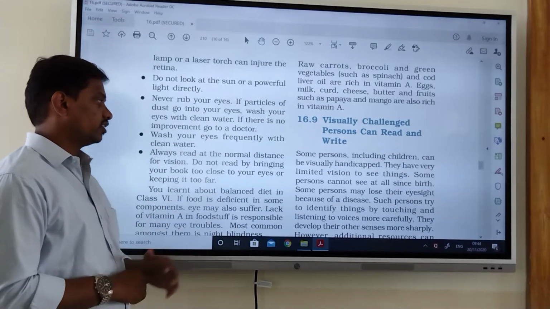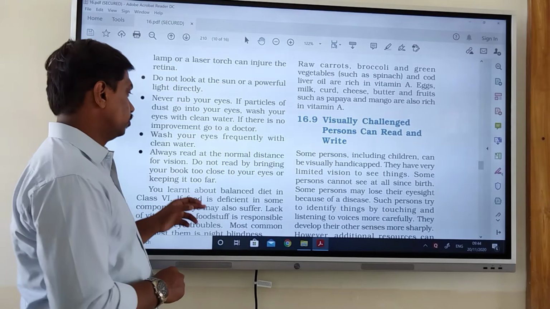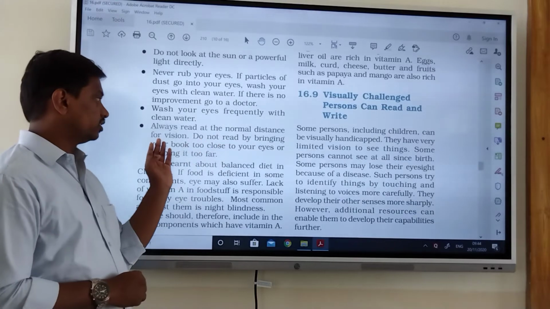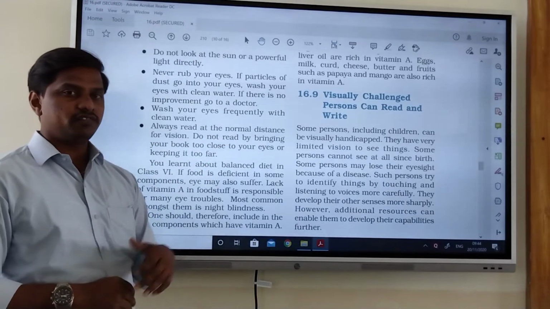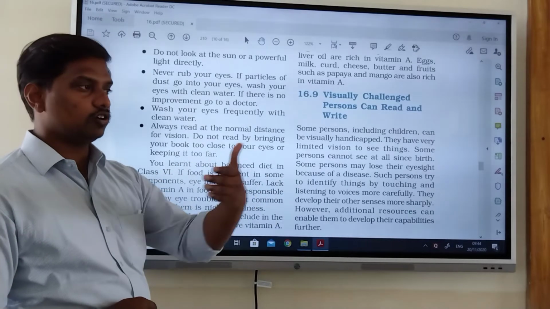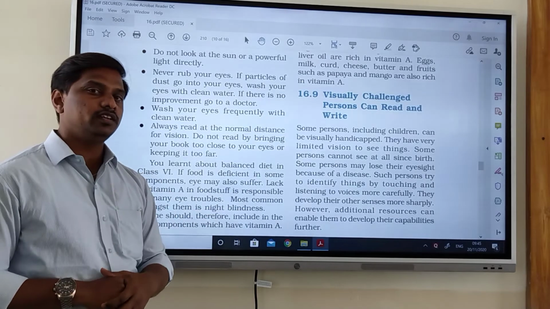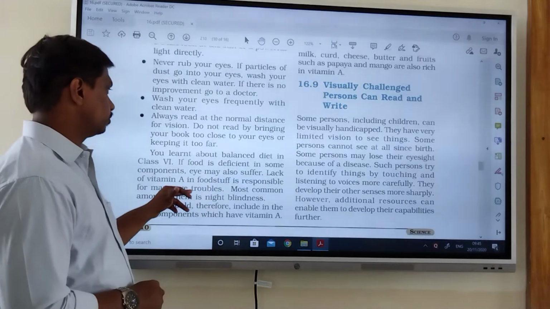Wash your eyes frequently with clean water. Okay. Always read at the normal distance for vision. Always read books at the normal distance, not too near and not too far. You should keep the books at 25 centimeters so that we can clearly read them.